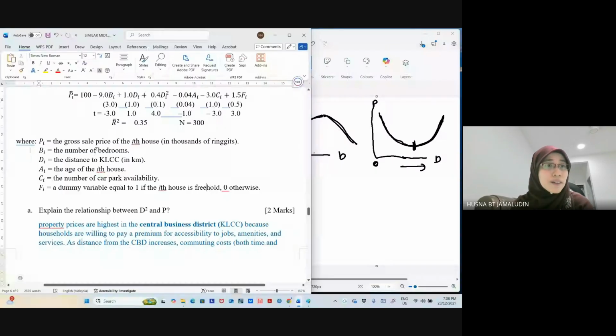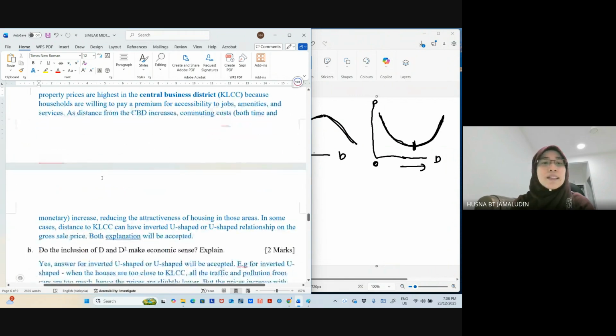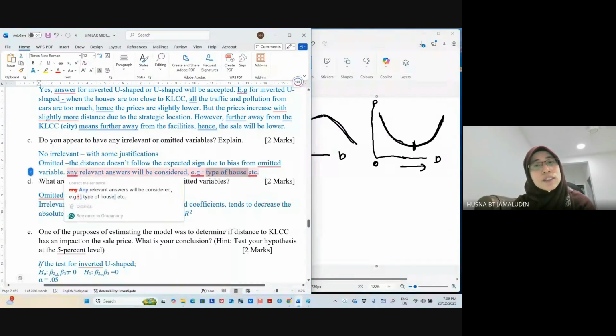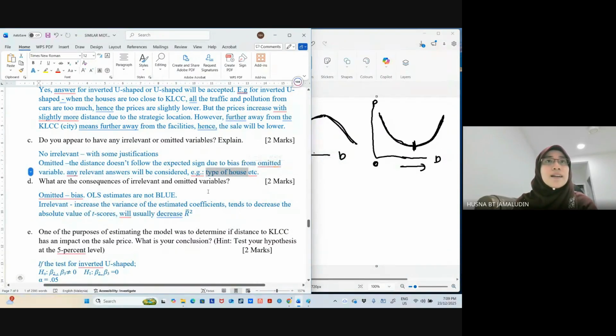Okay, so all this seems relevant to me. So, do you have any irrelevant? Of course, you always have irrelevant. Irrelevant, no irrelevant. But do you have any omitted? You always have to figure out the omitted one. Okay? No irrelevant, justify all the variable. Omitted, just figure out any omitted variable. For example, type of the house, materials of the house, size of the house. There are many variables that can affect the house price.